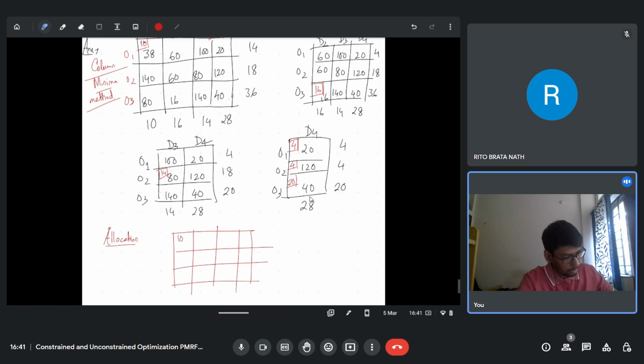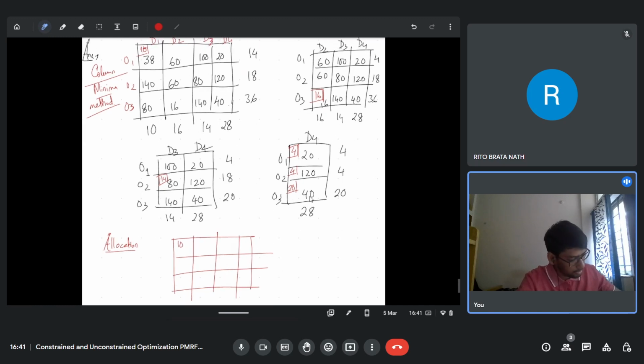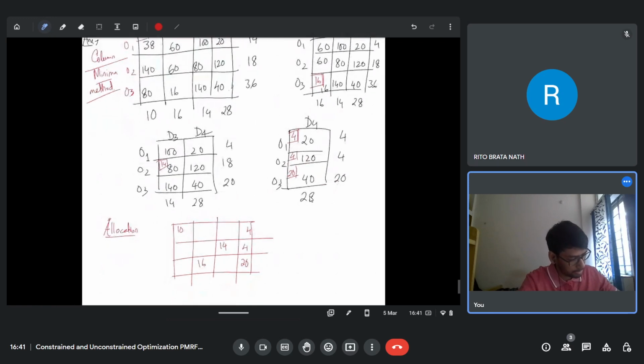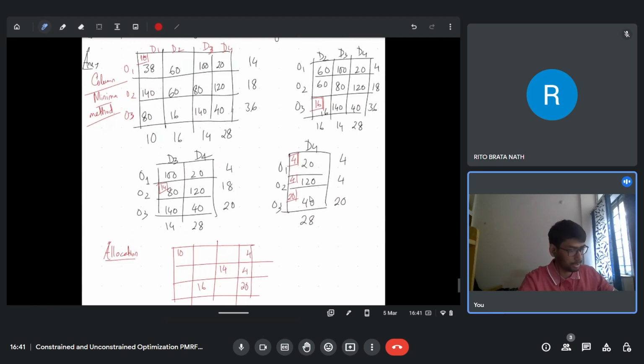So here it's 10. Next is here, it is 16. Not here. So O3 D2, this is 16. O2 D3, so this is 14. And O1 D4, so this is 4. This is 4. This is 20. So now if you add it up, this is 14, 18, 36, 10, 16, 14, and 28. So this is a valid allocation.